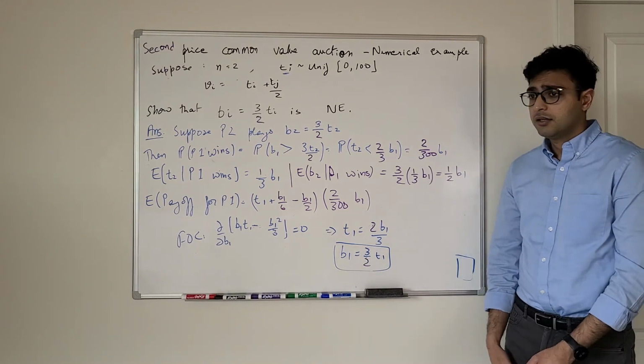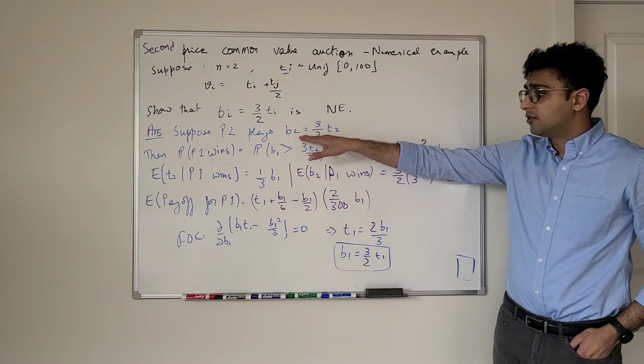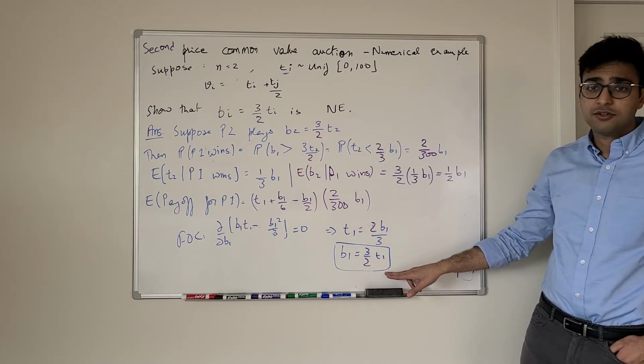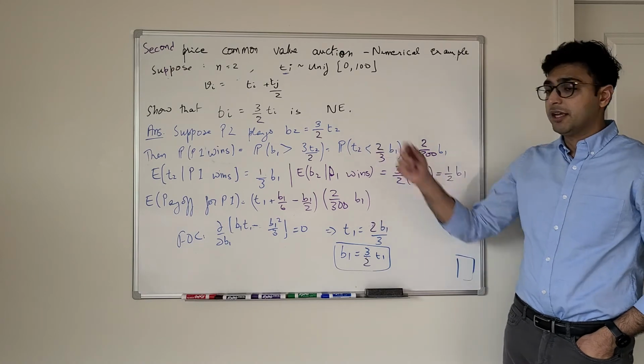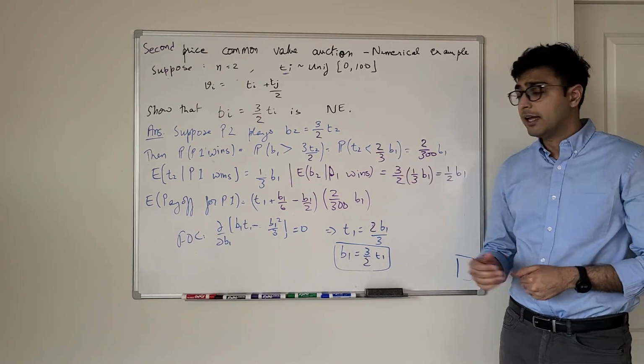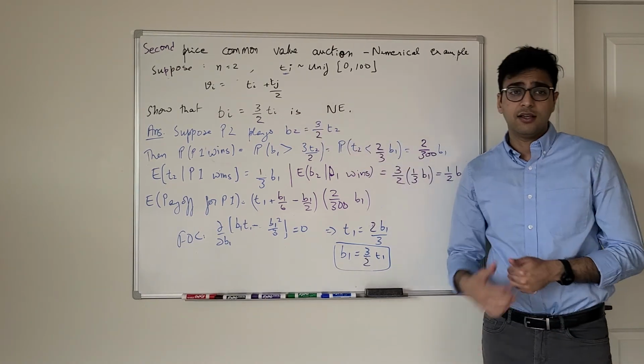And by symmetry, if player 1 best responds to player 2 playing this strategy by playing this strategy, then player 2 would best respond to player 1 playing this strategy by playing that strategy. And so we've shown that that strategy is a Nash equilibrium.